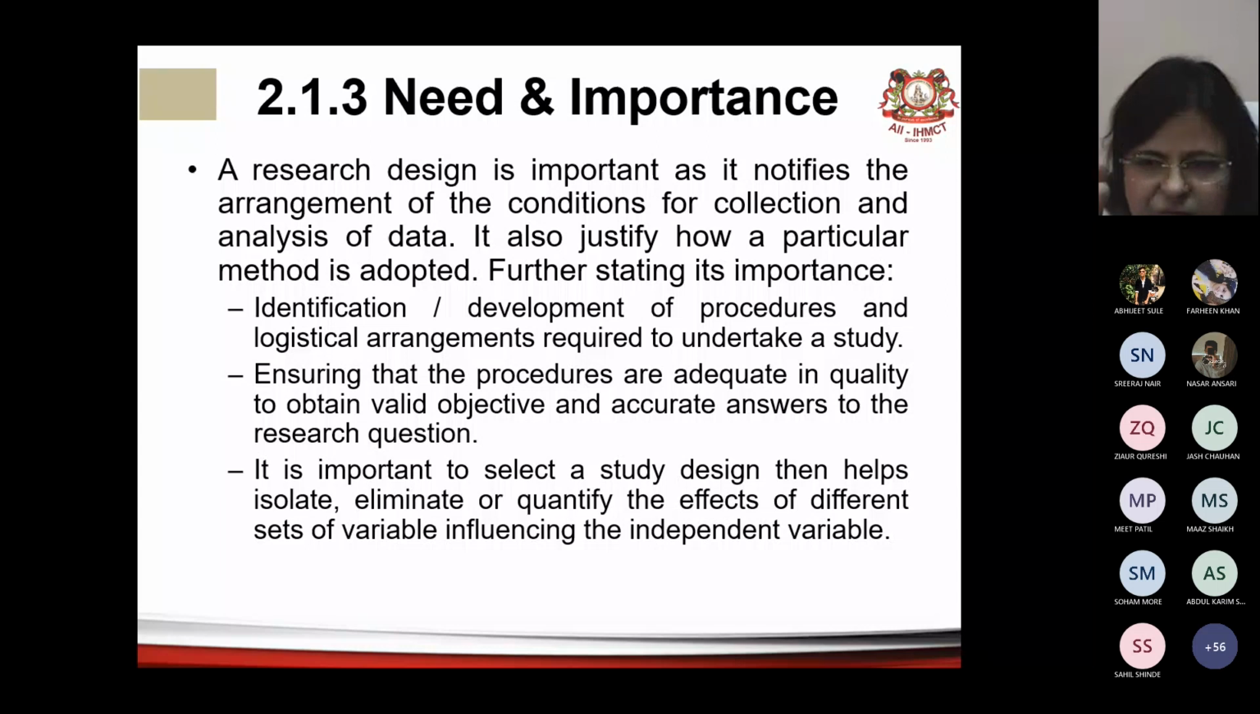But let's go through what people have written about research design. Research design is important as it notifies the arrangement of the conditions for collection and analysis of data. It also justifies how a particular method is adopted, further stating its importance. In short, in simple words, it is how you collect the data, how you analyze it, how you interpret it after analysis, and how you utilize it, in the sense of how you discuss it, conclude and come to a result.